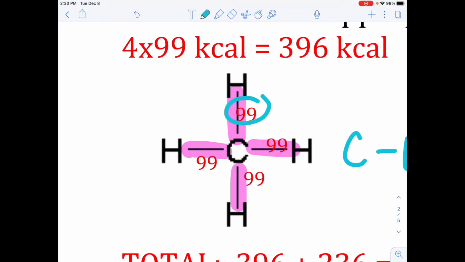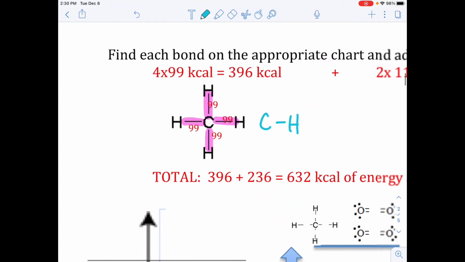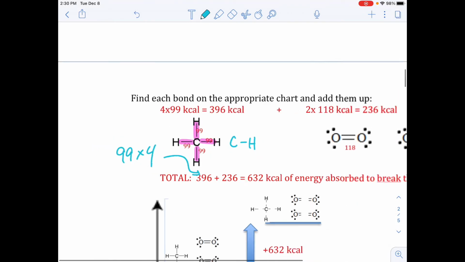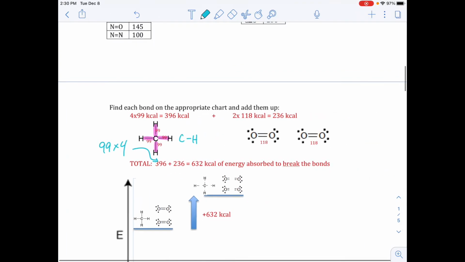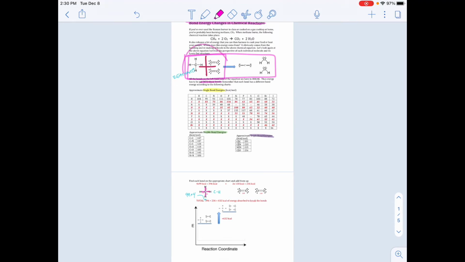So step one is simply finding the bonds, looking at the table, and then adding those up. So 99 times 4 is 396. Now I can flip over, and again, this equation, if I pull back, I'm looking at this right here. This is where I'm getting this from. So we're sticking with that same equation we started the day with.